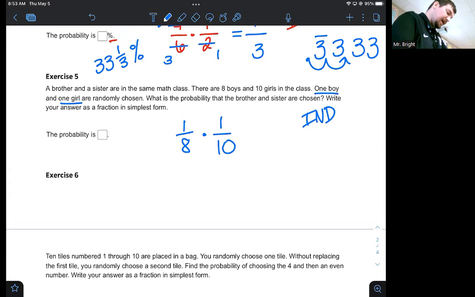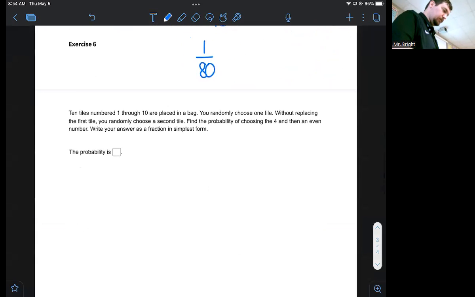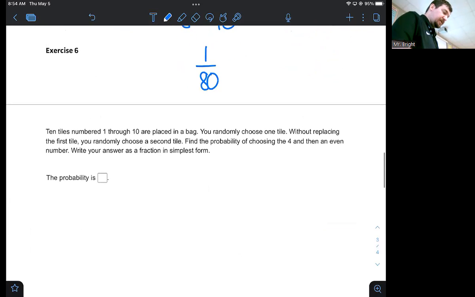What's 1 times 1 on the top and 8 times 10 on the bottom? And that's our answer. That doesn't get any more reduced than that. You already got a 1 on the top. Number 6.